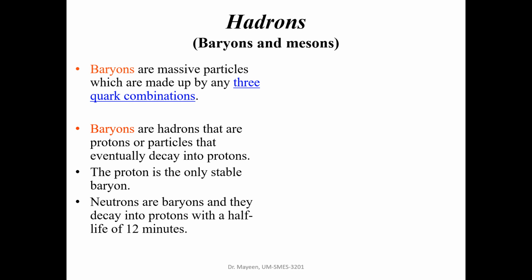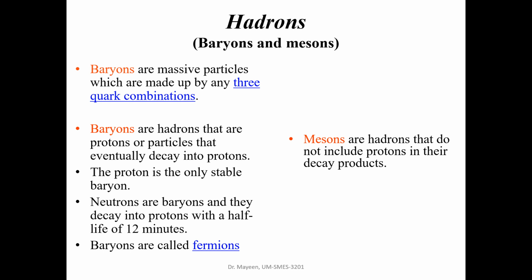Neutrons are baryons, but they decay into protons with a half-life of 12 minutes. And remember that baryons are also called fermions. Now, what are mesons? Mesons, on the other hand, are hadrons that do not include protons in their decay products. What does it mean?